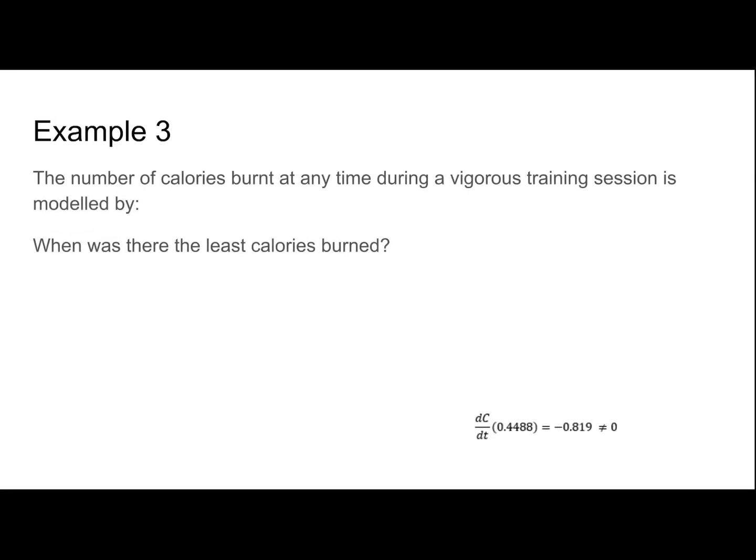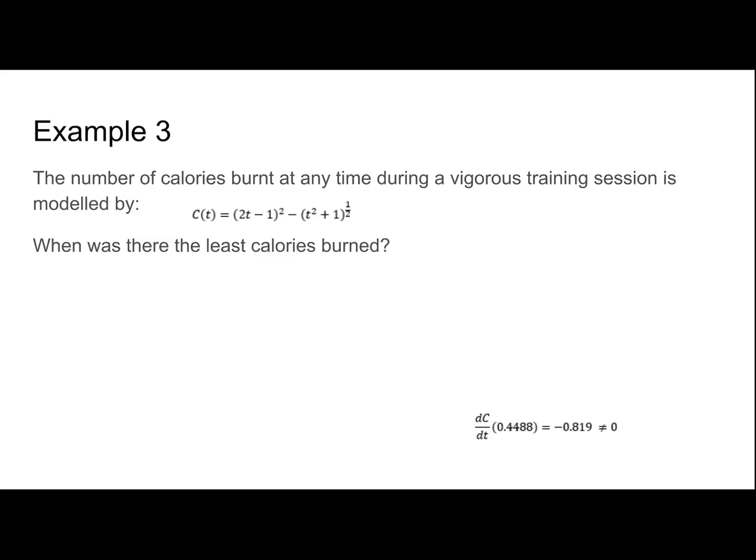Alright, so example 3. Sorry, I don't know why that's showing up there. Okay, so the number of calories burned at any time during a rigorous training session can be modeled by c of t equals (2t minus 1) squared minus (t squared plus 1) to the power of 1/2. When was there the least calories burned?